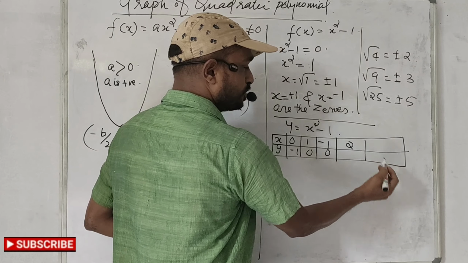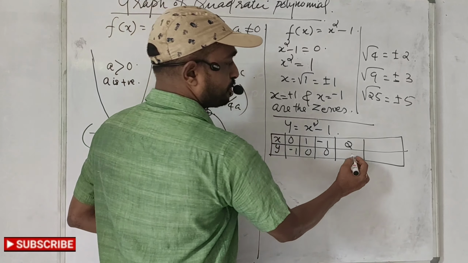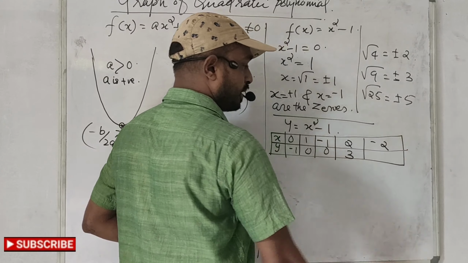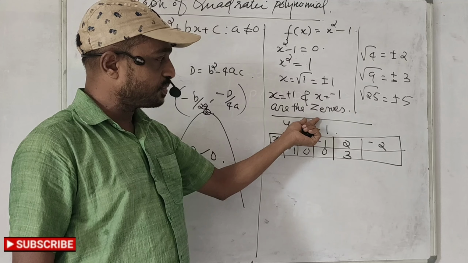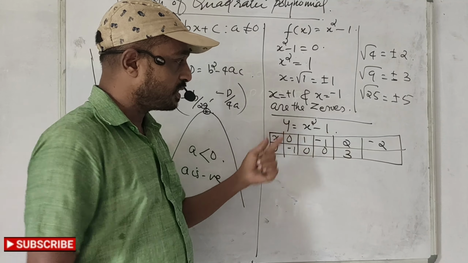When x equal to 2, what is y? 2 square 4. 4 minus 1 is 3. When x equal to minus 2, what is y? Minus 2 square is plus 4, minus 1. 4 minus 1 is 3.